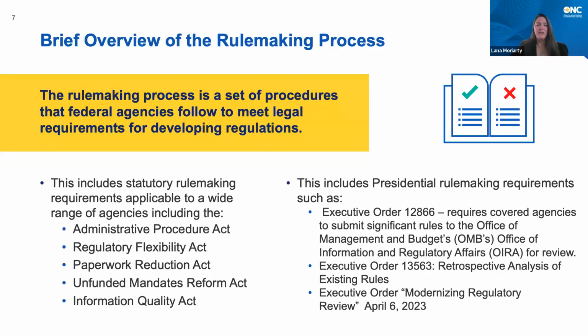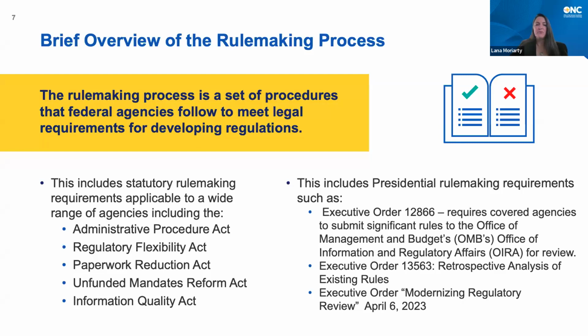Now I'm going to talk a little bit about the rulemaking process. The rulemaking process is a set of procedures that federal agencies follow to meet legal requirements for developing regulations. Generally, agencies get their authority to issue regulations from laws or statutes enacted by Congress. And in some cases, the president may delegate existing presidential authority to an agency. According to the Administrative Procedures Act, or the APA, agencies must follow an open public process to issue regulations.